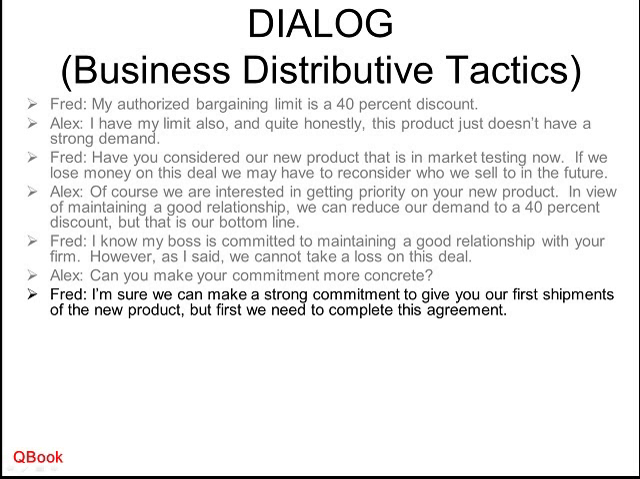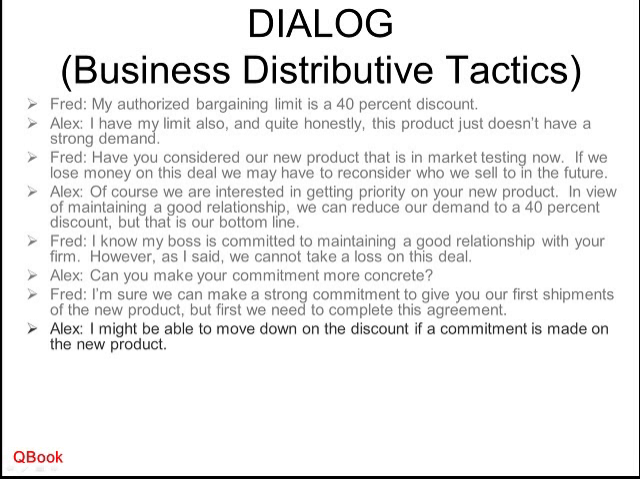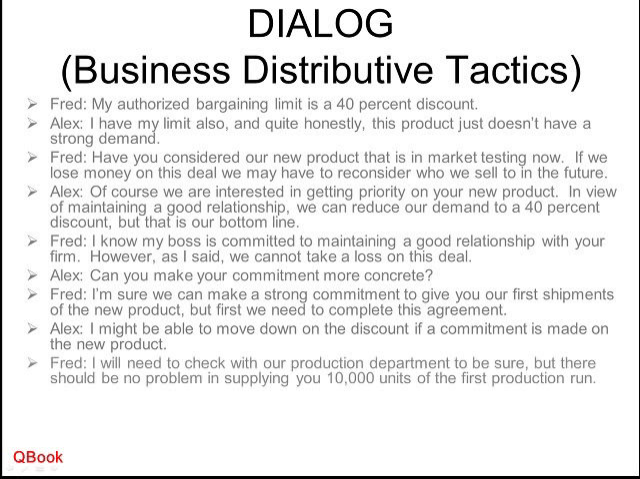And Fred says, I'm sure we can make a strong commitment to give you our first shipments of the new product, but first we need to complete this agreement. So if you agree now to this product, then later we will give you the new product first before other competitors. And Alex responds, I might be able to move down on the discount if a commitment is made on the new product. And Fred says, I will need to check with our production department to be sure, but there should be no problem in supplying you with 10,000 units of the first production run.